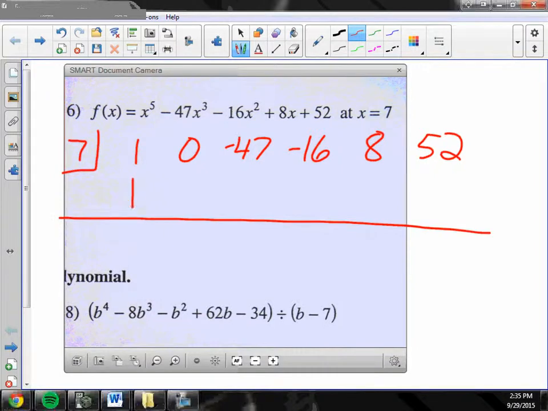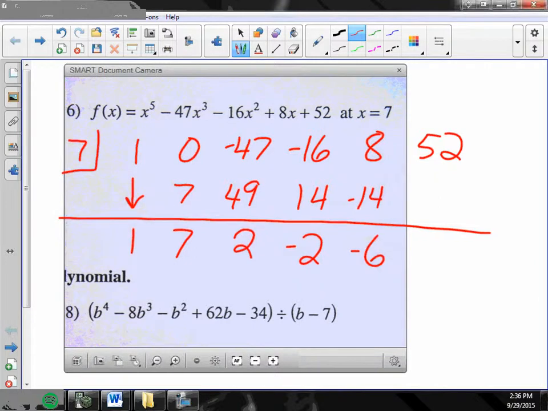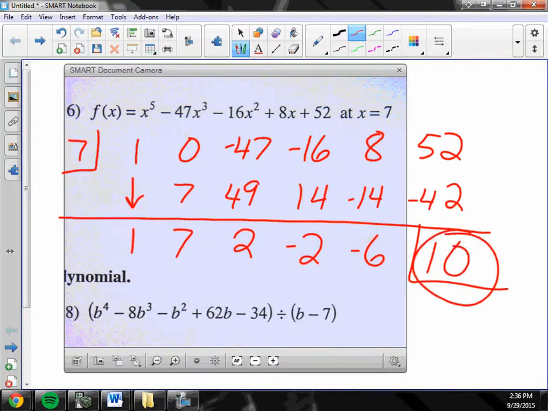So I drop the first coefficient, I get 1. 7 times 1 is 7, so that's 7. 7 times 7 is 49, so this is 2. 14, -2, -14, and -6, minus 42, so my answer is 10. So that did not go in evenly, so 7 is not a root. If you plug 7 into the function, you end up with 10.